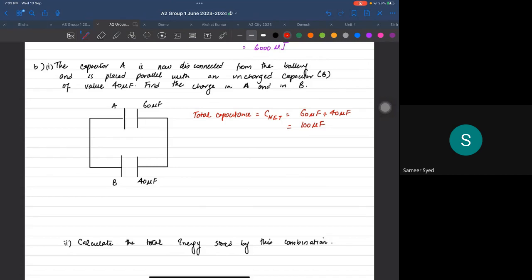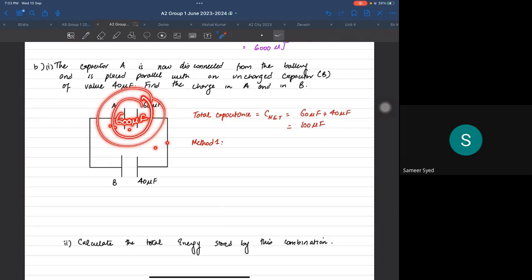Now, I'm going to teach you one conventional method and an alternate one. So let's have a look at the conventional first. So method 1. When you got this, you need to understand this A had a total charge of 600 microcoulombs. Now this charge, because charge gets split when it is in parallel, some charge will remain on this, some of this whole charge will go into the other one. This is what we need to understand.